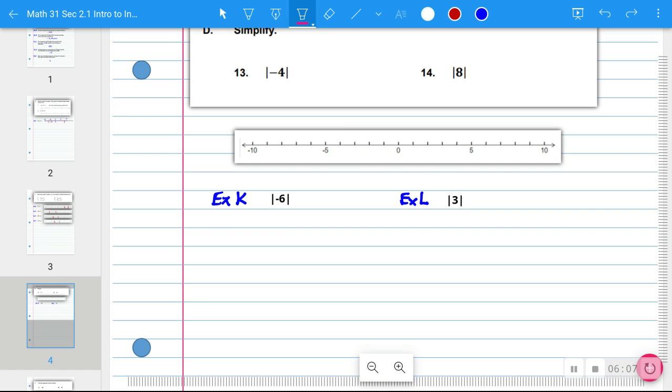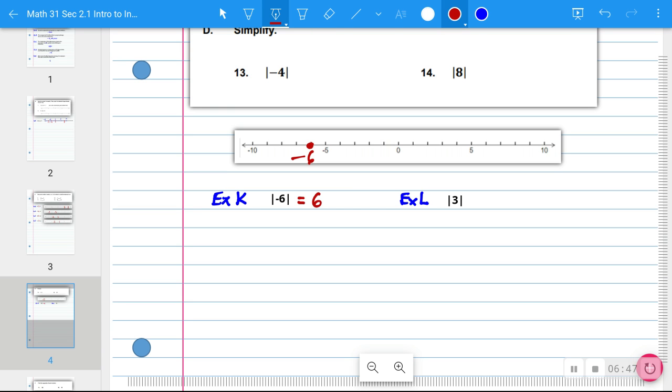Okay, these bars that you see on this problem here are called absolute value bars. So example K would read the absolute value of -6. Example L is the absolute value of 3. And the absolute value is its positive distance from 0 on a number line. So here's -6. And it is 1, 2, 3, 4, 5, 6 units from 0. So it's absolute value 6 units away from 0.